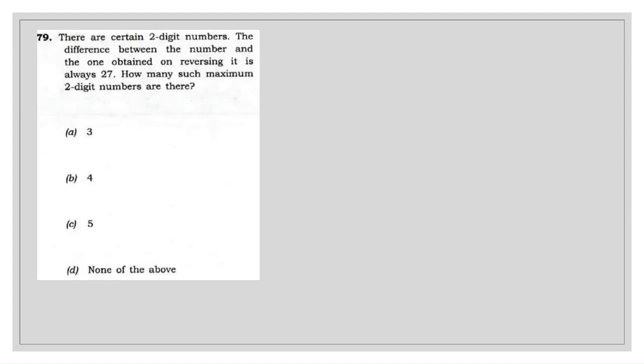Now the next question says there are certain 2-digit numbers. The difference between the number and the one obtained on reversing it is always 27. How many such maximum 2-digit numbers are there? So we have 2-digit numbers. Suppose the number is xy. Then the other number will be yx. This is when we talk about the digits. But the numbers themselves will be 10x plus y and 10y plus x. These will be the numbers. But when we talk about digits, the digits will be x and y.